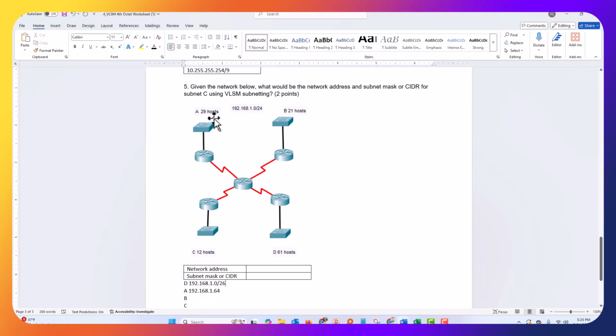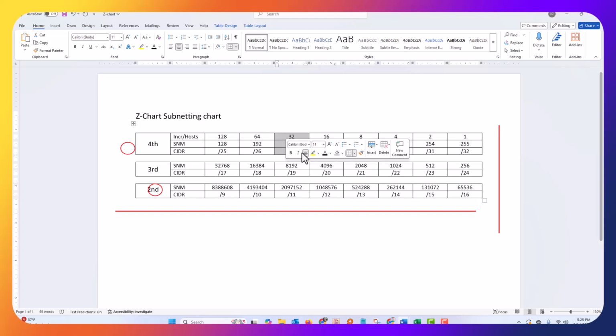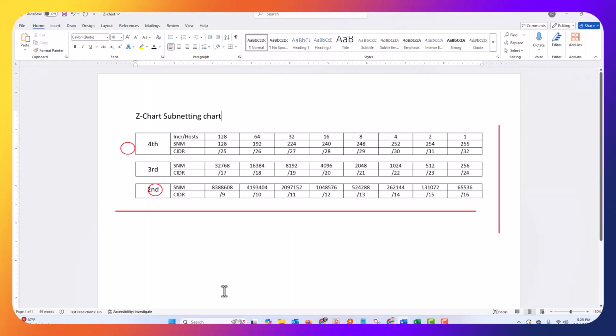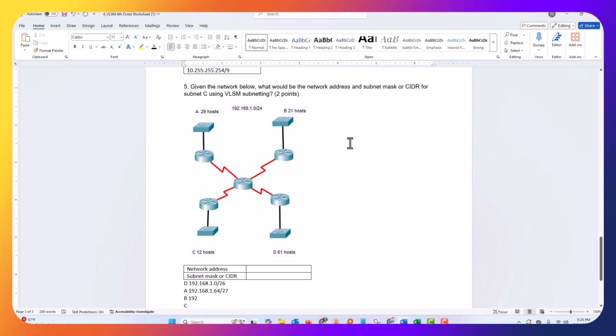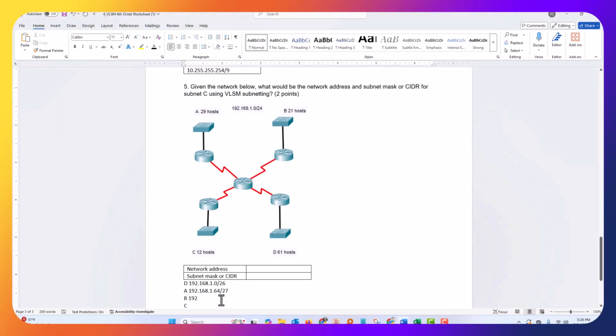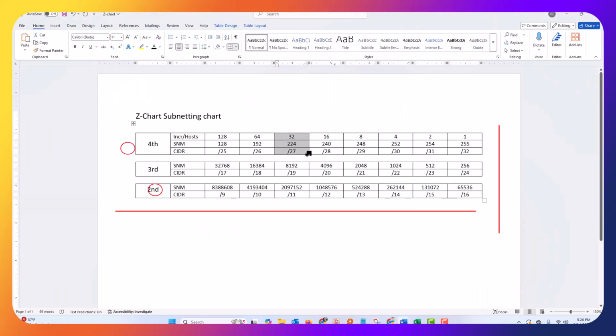All right, to get A, I need 29 hosts. That would be here. So I'm going to increment by 32, and now it'll be a /27. This is going to be a /27, and I'm going to increment by 32 in the fourth octet. 192.168.1, 4 plus 2 is 6, and 96. Okay, 96.